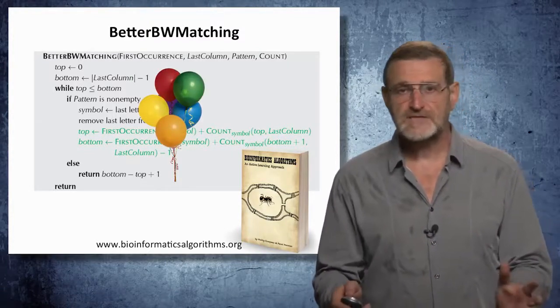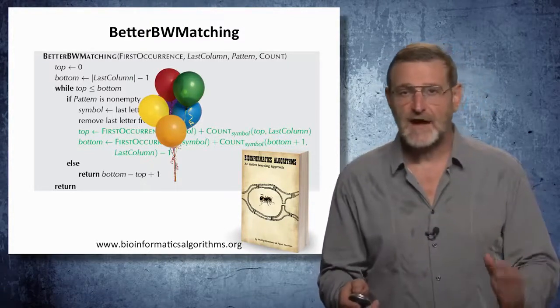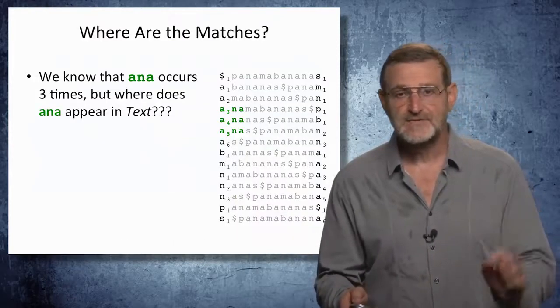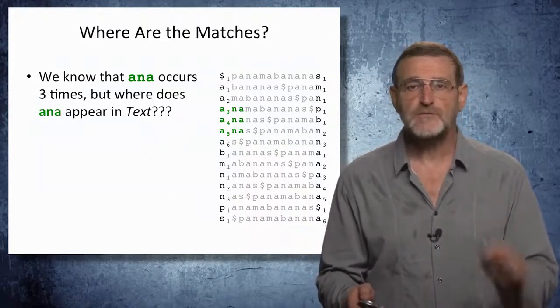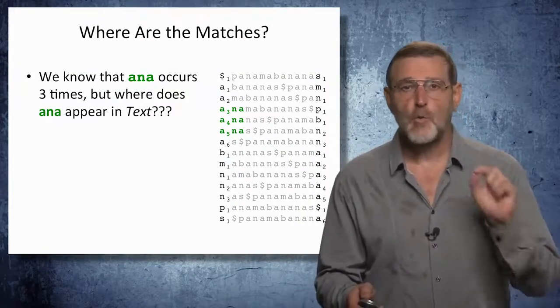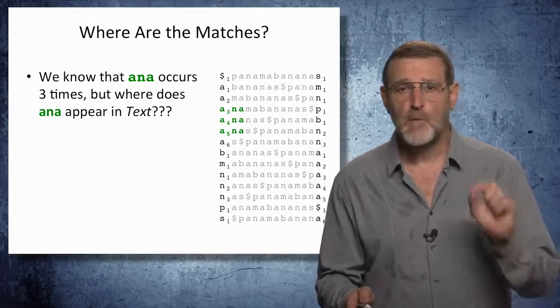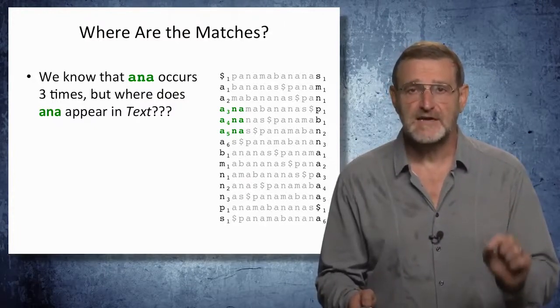So it looks like finally, after all these complications, we are done. But there is still one question we fail to answer. Where are the matches that we found? Where do they appear in the text?